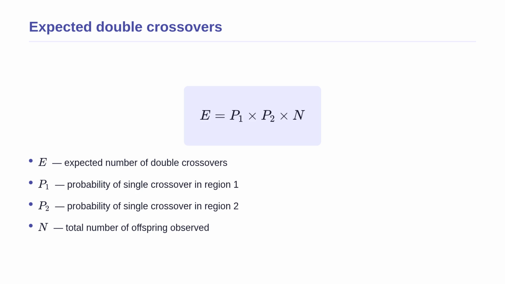We multiply these two independent probabilities together to get the combined probability of both events happening simultaneously. Finally, we multiply by n, which represents the total number of offspring observed in the entire experiment. If the map distance increases, the probabilities increase, which physically means we expect to see more double crossovers.